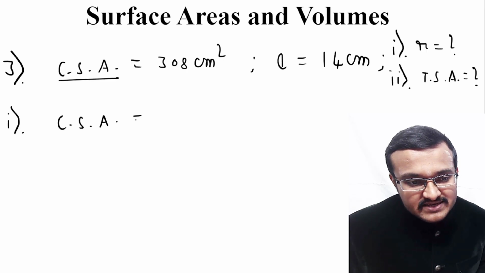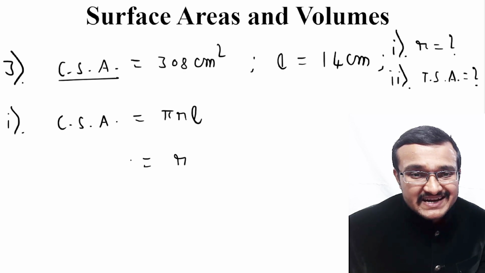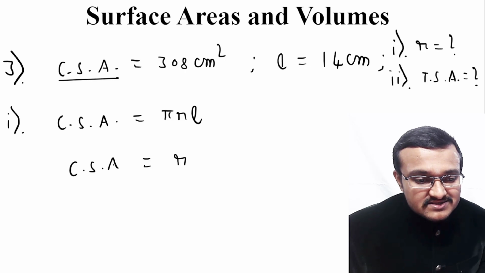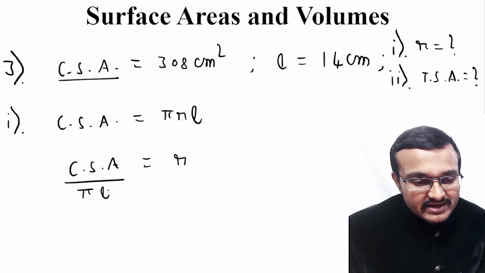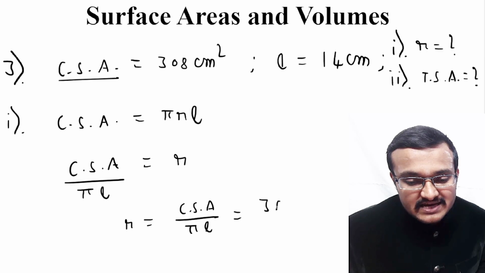So curved surface area is nothing but pi r L. If you keep r here only, and bring pi and L to the LHS, then r is equal to CSA divided by pi into L. So what is CSA? They have given the CSA as 308 centimeter square.